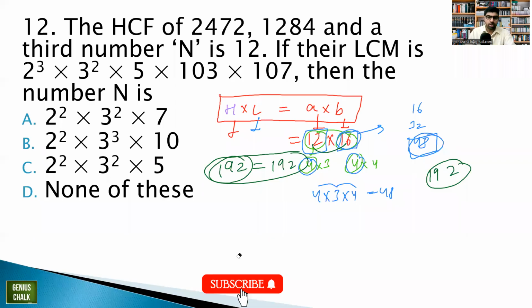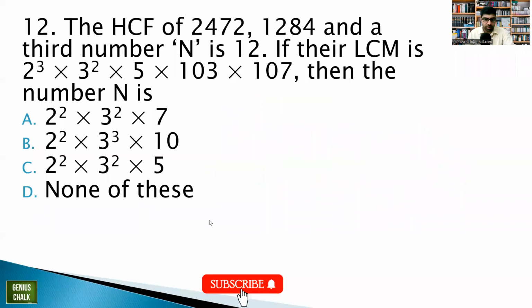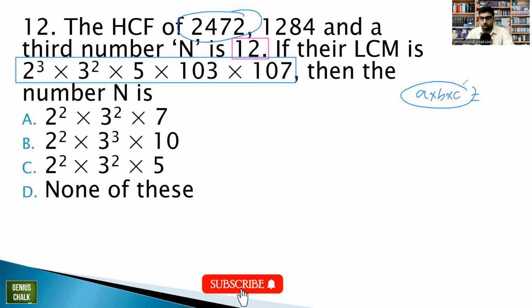Why so? Because in this question also we can see that HCF is given as 12, and afterwards LCM is also given. HCF and LCM are given, and there are three numbers. So this theory is not only valid for two numbers, it can be three numbers also, it can be four numbers also. The only thing is that overall we have to take the HCF and the LCM, right?